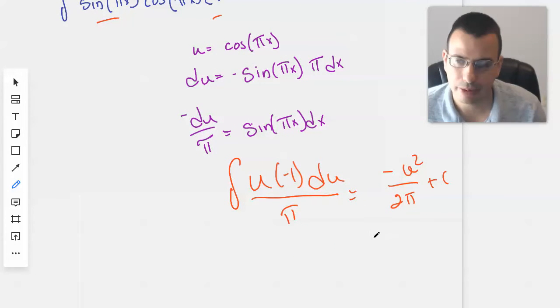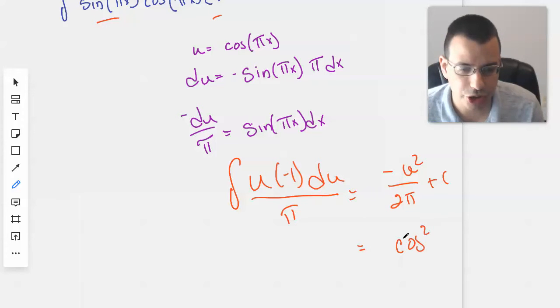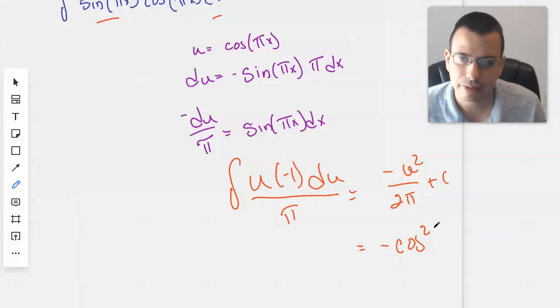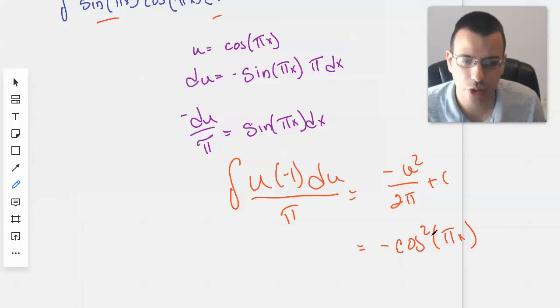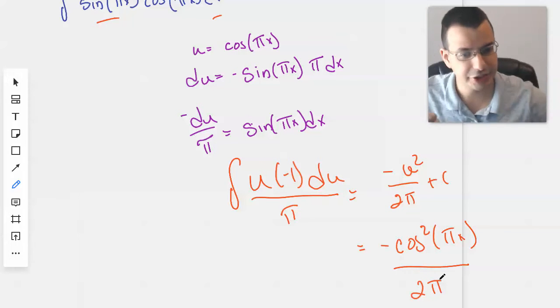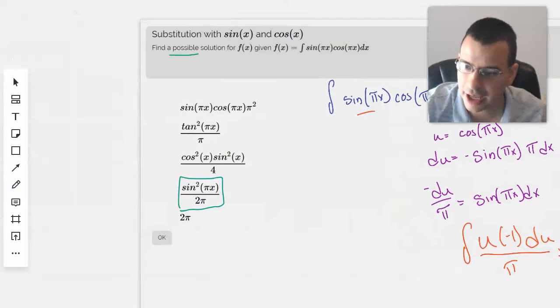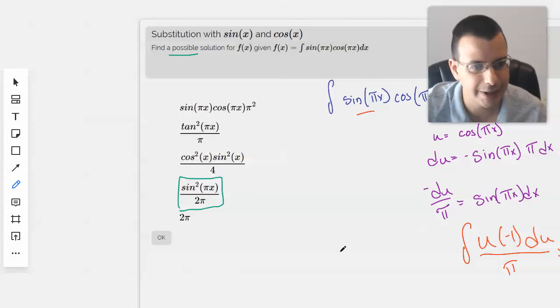And we get then cosine squared negative pi x, cosine squared pi x over 2 pi. Huzzah! Got the answer. So then we come over here and we see that that looks nothing like it.